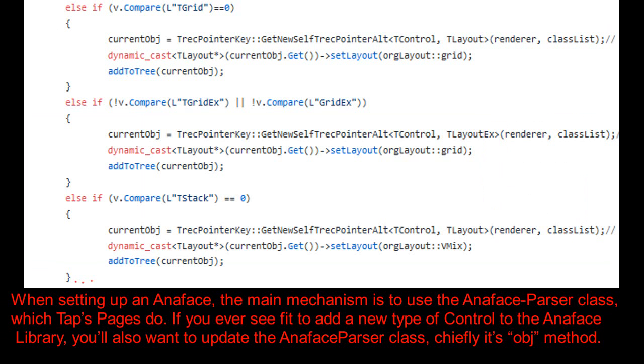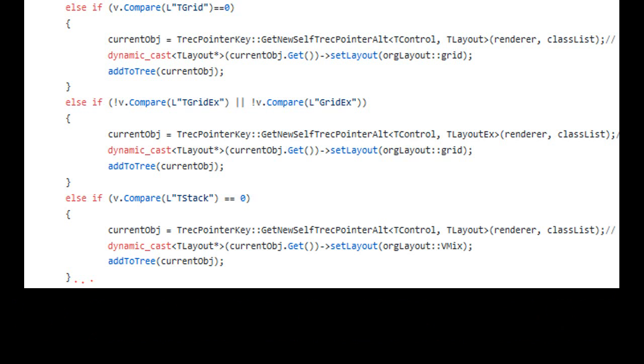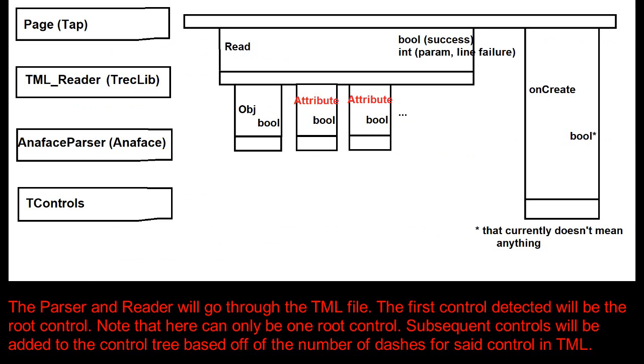When setting up an Anaface, the main mechanism is to use the Anaface parser class, which TapPages do. If you ever see fit to add a new type of control to the Anaface library, you'll also want to update the Anaface parser class, chiefly its obj method. The parser and reader will go through the TML file. The first control detected will be the root control. Note that there can only be one root control.